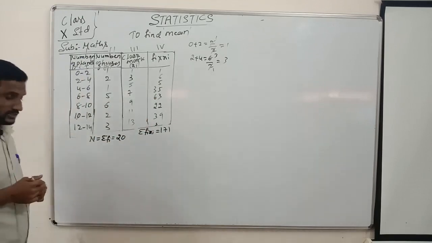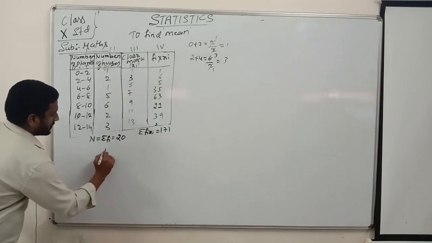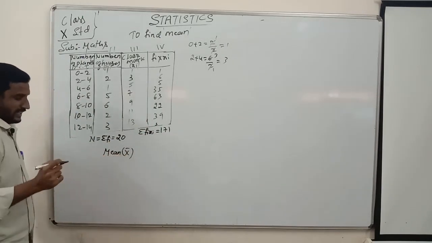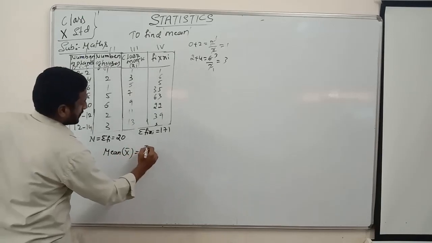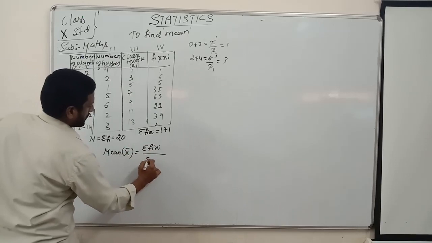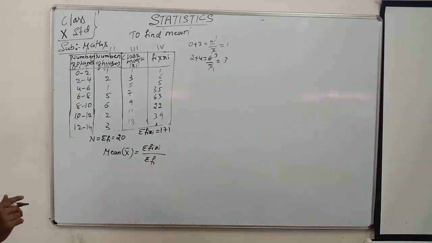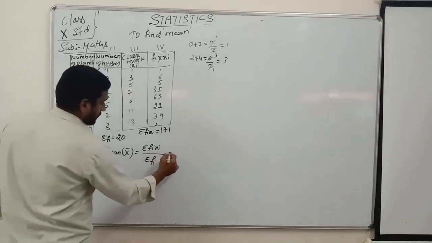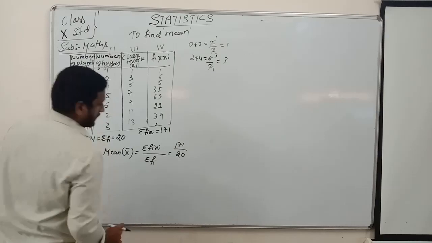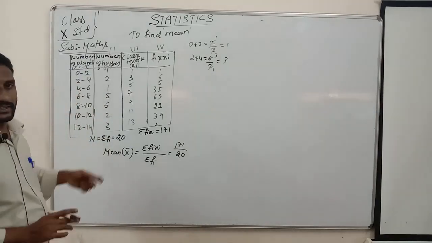So next, the mean formula, nothing but the arithmetic mean, or simply we can say mean, represented by x bar. Mean is equal to sigma fi xi divided by sigma fi. This is the direct method formula. How much are you getting here? 171 by 20. So 171 by 20, and you cancel it to get the answer.